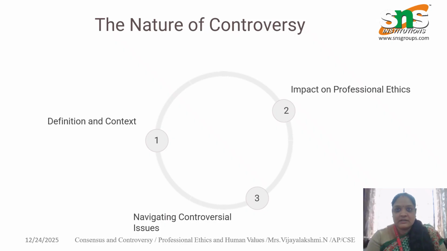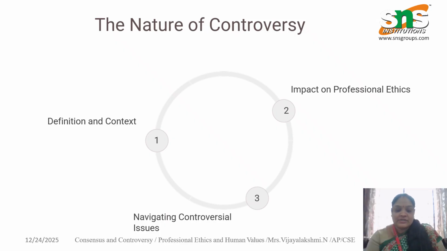Who will be involved in this? Those things we will discuss later. Data scientists will be there, government sector people will be there, and corporate companies' people will be there. So many people are involved, and what controversy they are facing and what consensus, we are going to discuss here. Now we will move on to the nature of controversy. The first thing is definition and context. What is controversy? It is the decision which they are not willing to take. What is the impact on professional ethics? They are not following the ethical protocol, so the government has to decide whether to initialize this project or not.